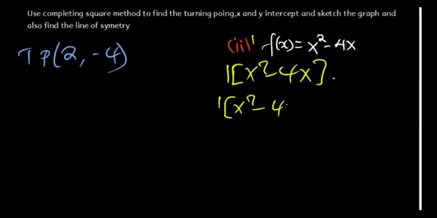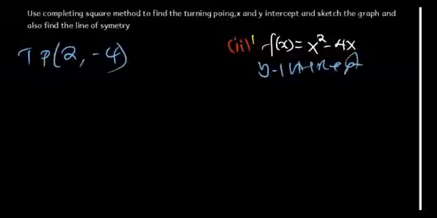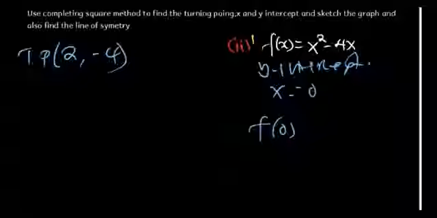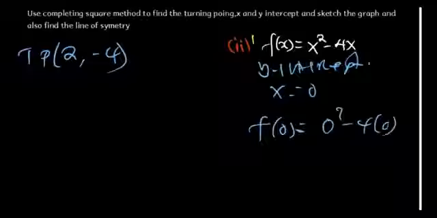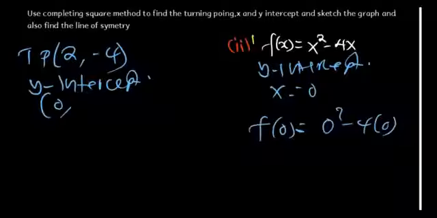How do we find the x and y intercept? If it is factorizable, to find the y-intercept, I need to set x equal to 0. X has to be equal to 0, meaning that f of 0 is going to be 0 squared minus 4 times 0. So this is going to give us 0 comma 0. That is our y-intercept. Our y-intercept is 0 comma 0.